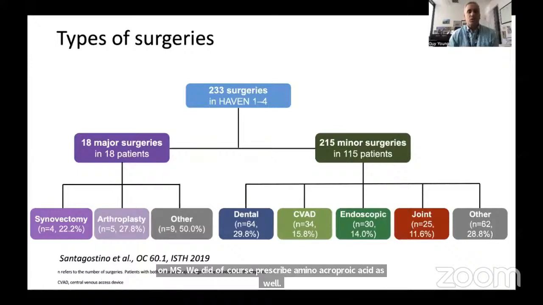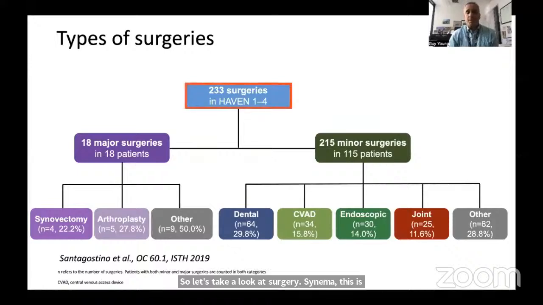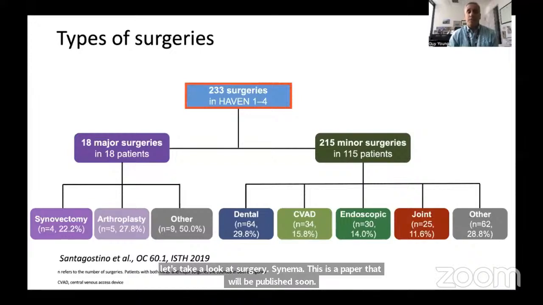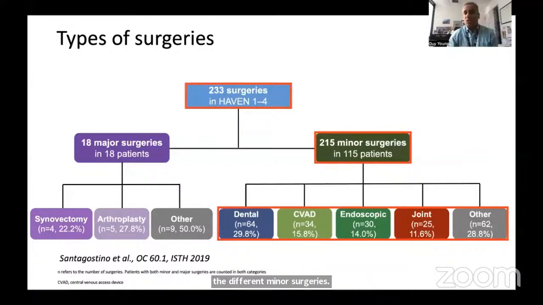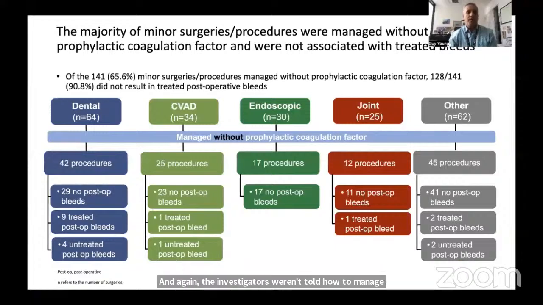So let's take a look at surgeries from emicizumab. This is a paper that will be published soon. I'm just showing the abstract data. There were many surgeries done with the Haven trials. Most of them you can see are minor surgeries, and here are the different minor surgeries. So let's take a look at how these were managed. And again, the investigators weren't told how to manage these, so we each had to make decisions on our own.